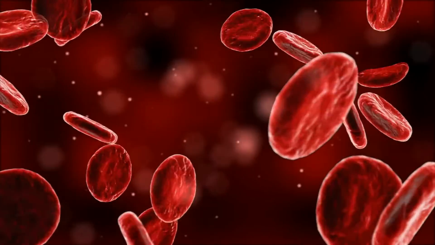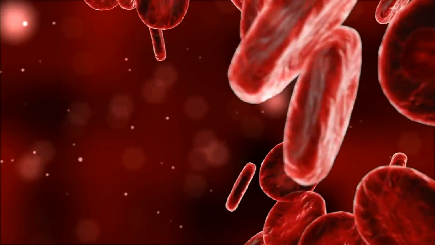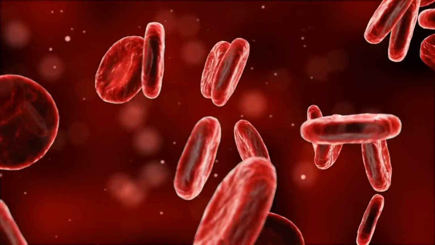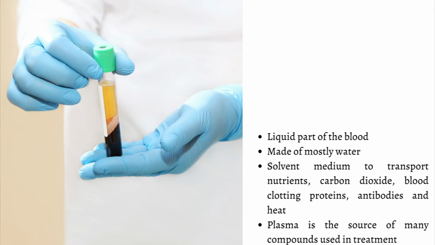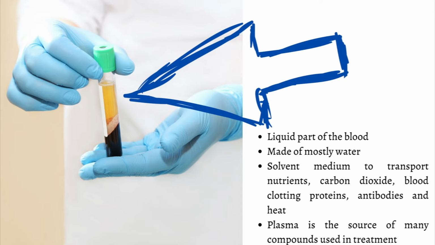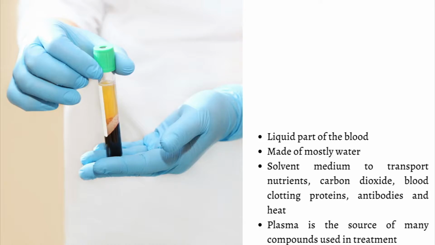But what does each cell look like? Let's take a look at them one by one. Our plasma is a yellow liquid, and if you look at it on its own, in the absence of other blood components, our plasma looks very yellow. It is the liquid part of our blood, made mostly of water, and it is the solvent medium that transports all the important nutrients that we need.